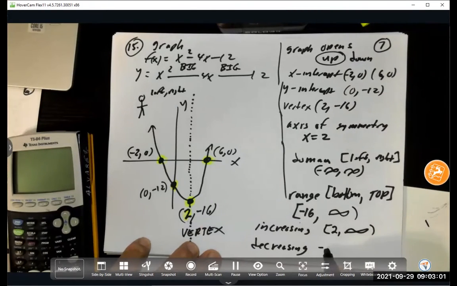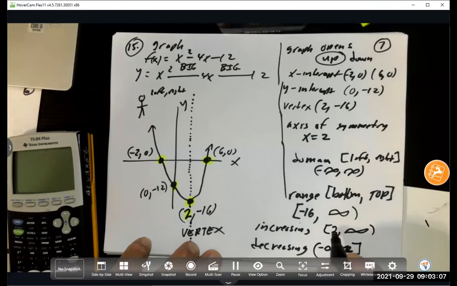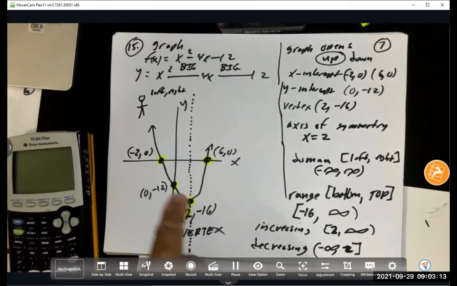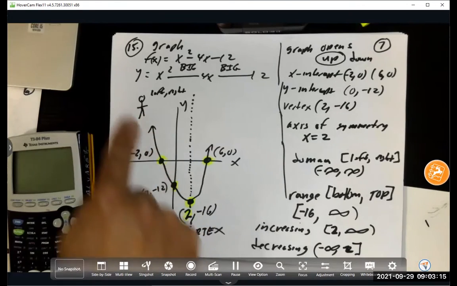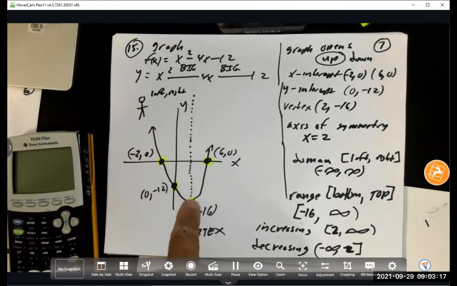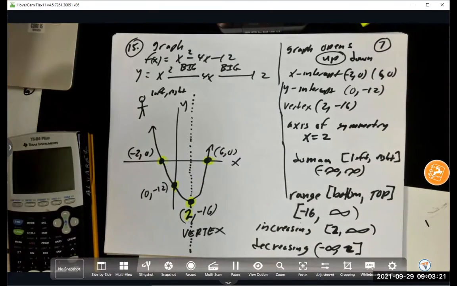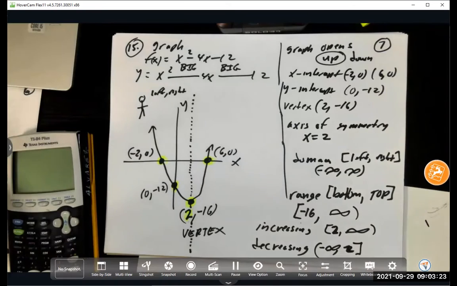So let me write this down. From -infinity to 2, like this. Okay. So from 2 to infinity, it's going up. And then from -infinity to 2, it's decreasing. Decreasing, stop, then it's increasing up. All right, that's number 15.